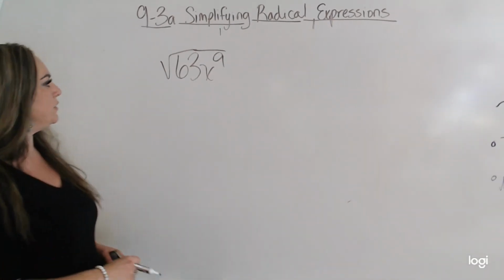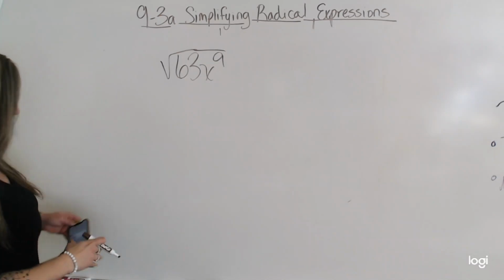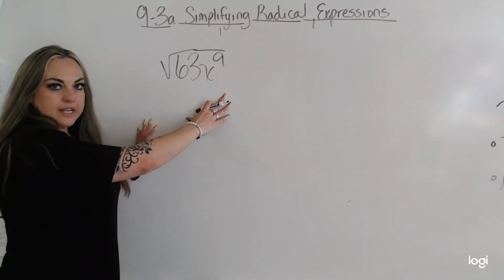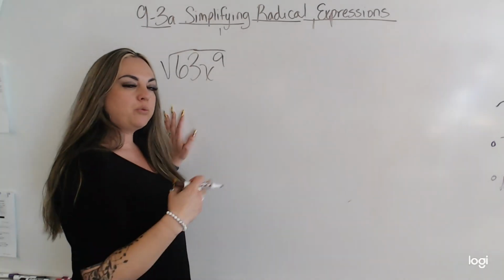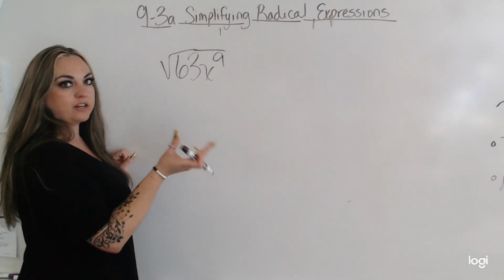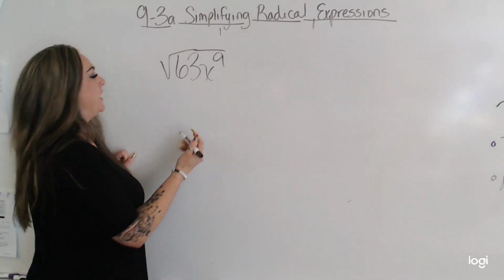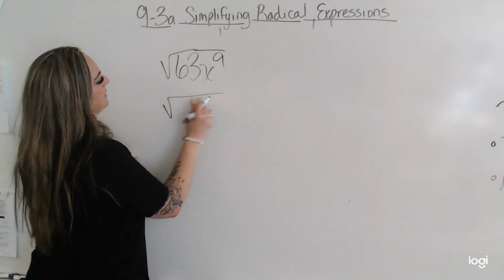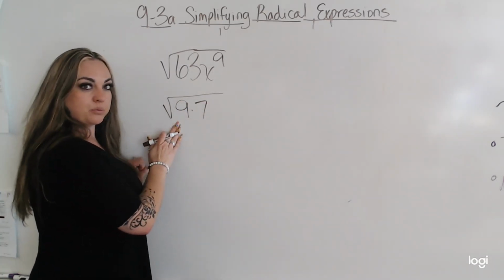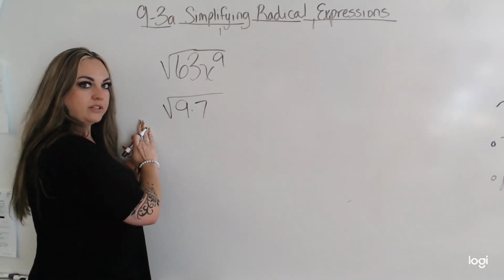So let's see what happens when we now have some numbers and variables together, and we're going to see how we can rewrite these radical expressions. We're going to factor out what we can. We're going to factor as many of the perfect squares out as we can. So we can rewrite 63 as 9 times 7 because 9 is a perfect square, so I want to be able to factor that out.